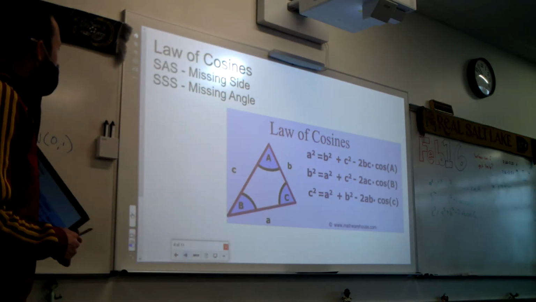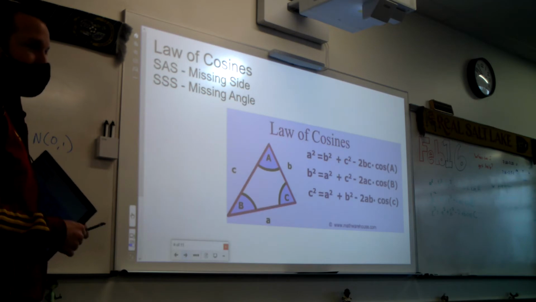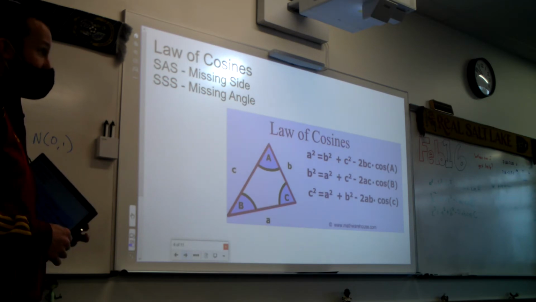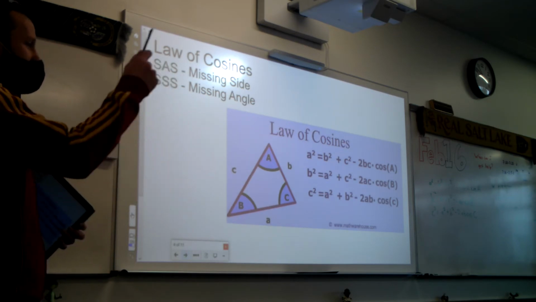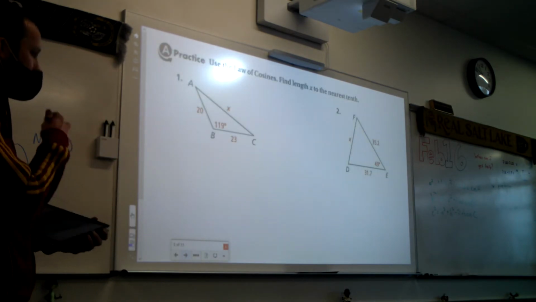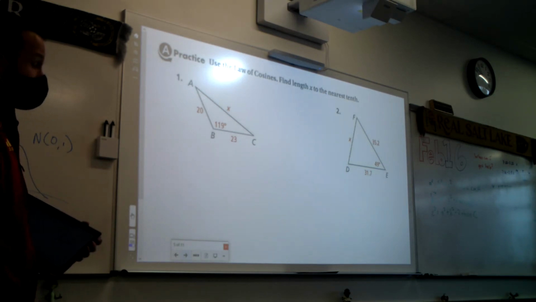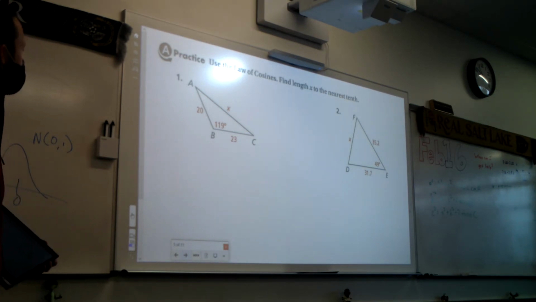Now, the law of cosines works great with the law of sines too. However, some of you guys didn't do your homework and don't know what the law of sines is, so you need to go back and watch that. So we're only going to use the law of cosines today. If you did it, you can still use that. I'm okay with that. Okay, let's look at number one.